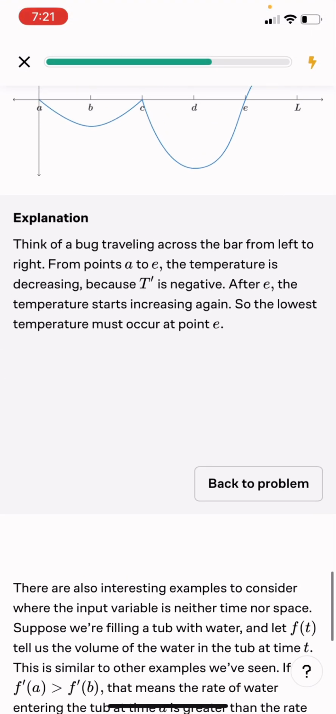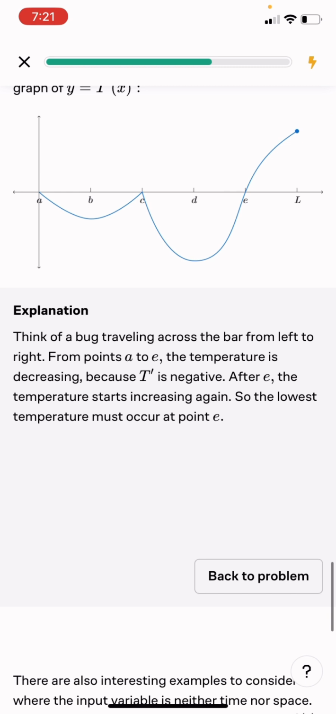There are also interesting examples to consider when the input value. So D would be the coldest. Warmest.